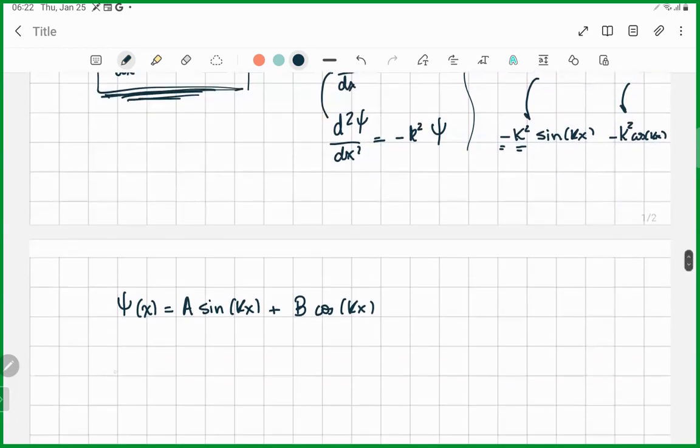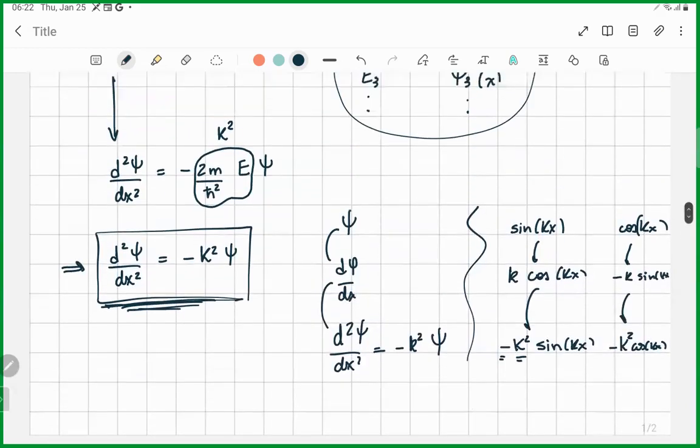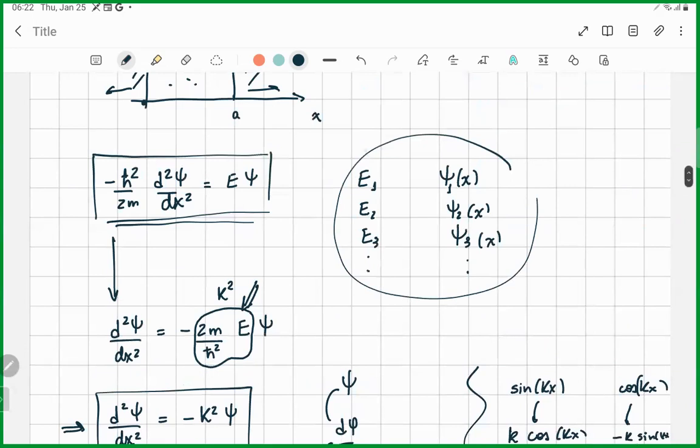We don't know what this big A is. We don't know what the big B is. And we don't know K. And K is really what we want. Why? Because remember how we define this K? This K is related to the energy, and energy is what we want. So we are after that K. So we'll be able to find our energies. We already got the form of this function, but with some unknowns, the A, the B, and the K.